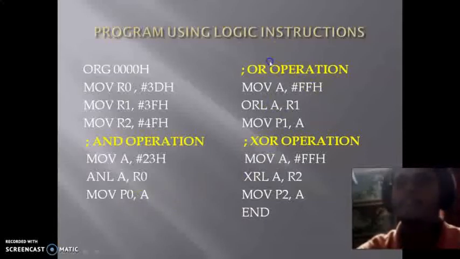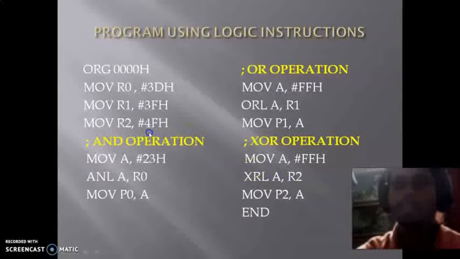And the next operation is the OR operation. FF is stored into the accumulator, and the OR operation is done with the content of A and the content of R1. So 3F is already stored into R1. After the OR operation, the result will be stored into the accumulator, and there will be some effects on the flags also. Now this result stored in the accumulator, we are sending into port 1. So MOV P1, A: the content of A will be sent into port 1.